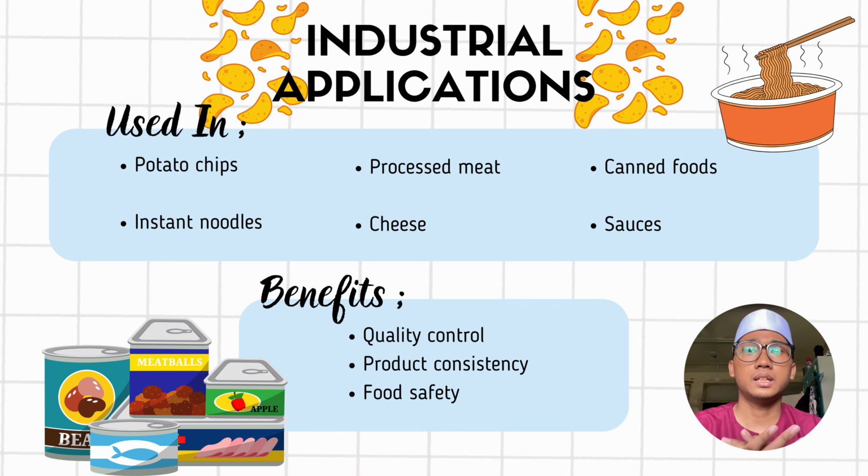Manufacturers can ensure that every batch of food contains the correct amount of salt, maintaining the desired taste and texture. The second one is it improves product consistency. By monitoring salt levels, companies can produce products with the same flavor and quality every time, which increases customer satisfaction. The last one is it supports food safety. Proper salt levels can help prevent microbial growth and also ensure compliance with food safety regulations.